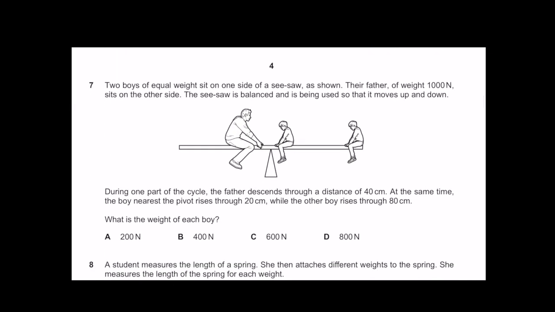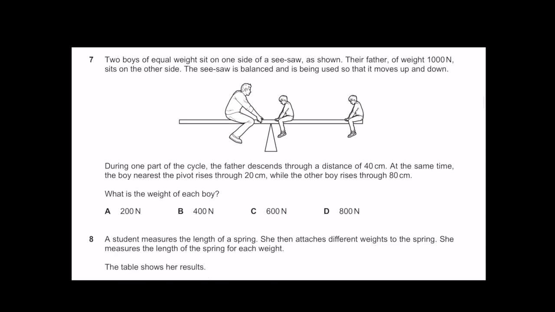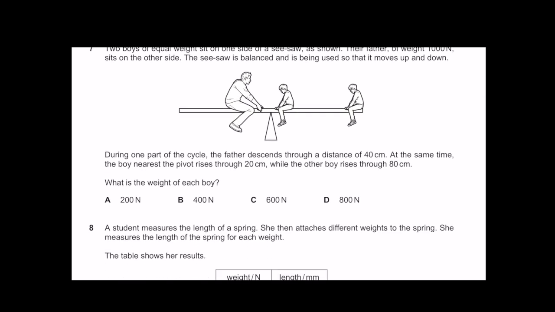In question 7, it seems like balance. Let's see what we have here. 2 boys of equal weight sit on one side of a seesaw as shown. Their father, of weight 1000 newtons, sits on the other side. The seesaw is balanced and is being used so that it moves up and down. That's fine. During one part of the cycle, the father descends through a distance of 40 centimeters. So let me write that down.